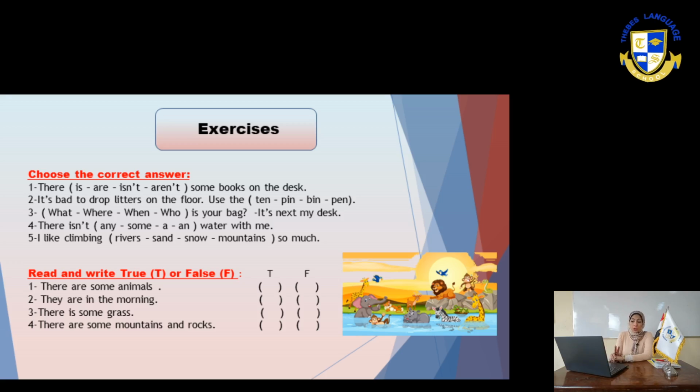Correct. Number 2, they are in the morning. Also correct, true, bravo. Number 3, there is some grass. Check the picture. Yes, correct, it's true. We have some grass in this picture. Number 4, there are some mountains and rocks. Check it. No, it's false. Yes, we have some rocks, but we don't have mountains. Correct, thank you, super kids.